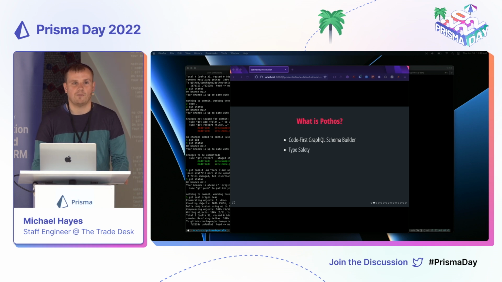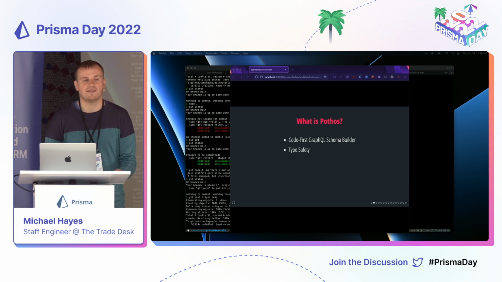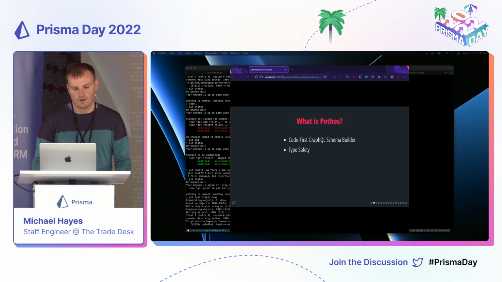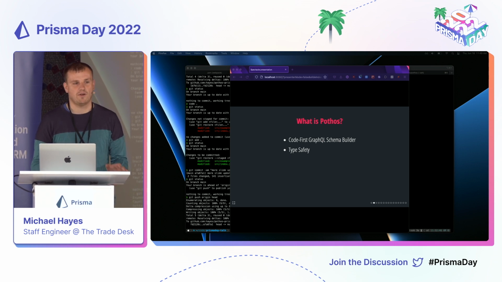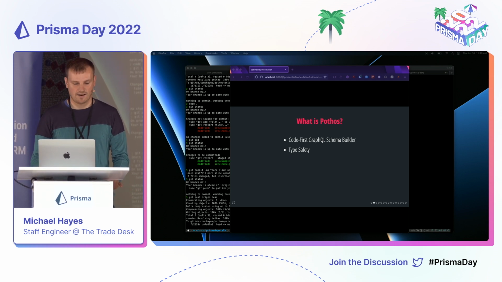One of the big focuses for Pothos is type safety. It has a pretty powerful type system internally that makes it one of the best ways to ensure that your GraphQL APIs are completely type safe. This means that everything from defining types and fields and arguments all the way through resolvers that actually return the data for your application are entirely type safe, and you'll get great autocomplete throughout that whole process.